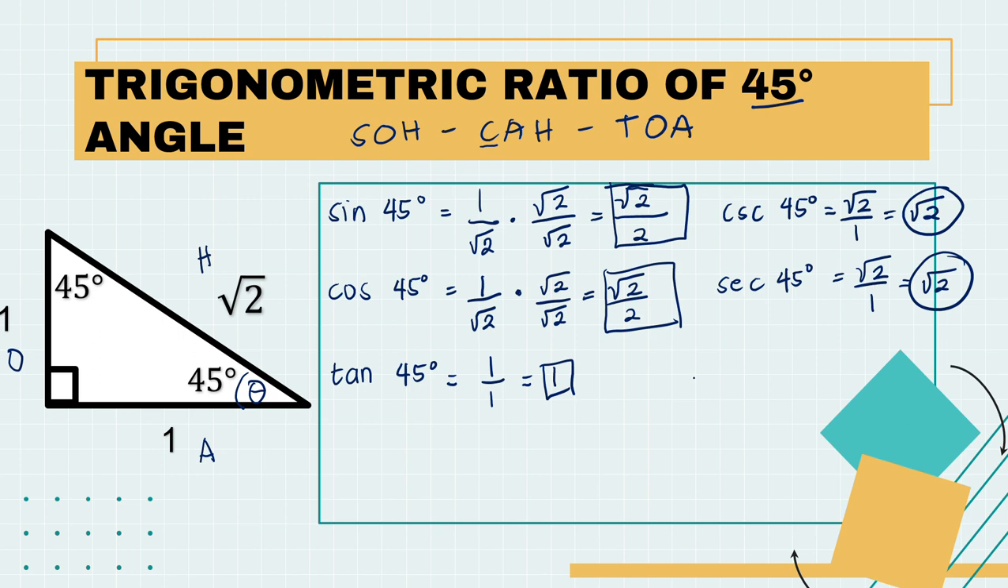And for the last ratio, the reciprocal of tangent 45 is cotangent 45 degrees. So that is the adjacent side, which is 1, divided by the opposite side, which is 1. So 1 divided by 1 is equal to 1.